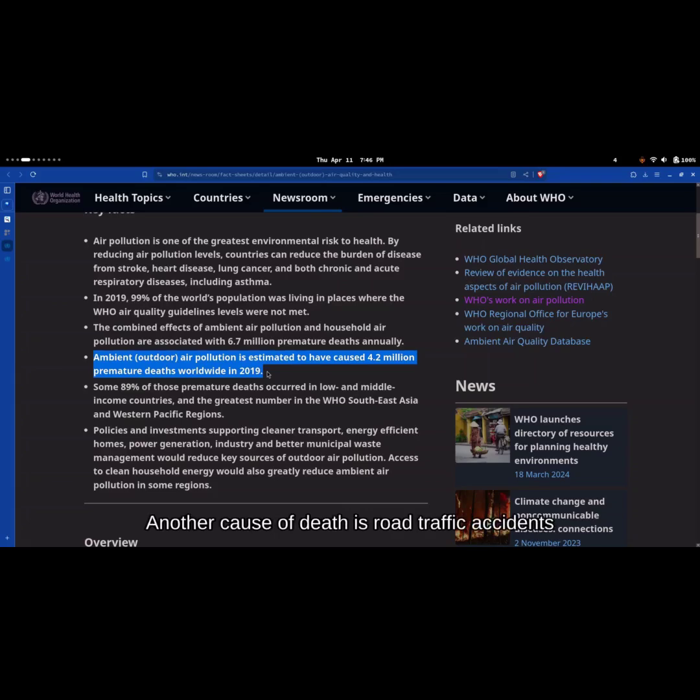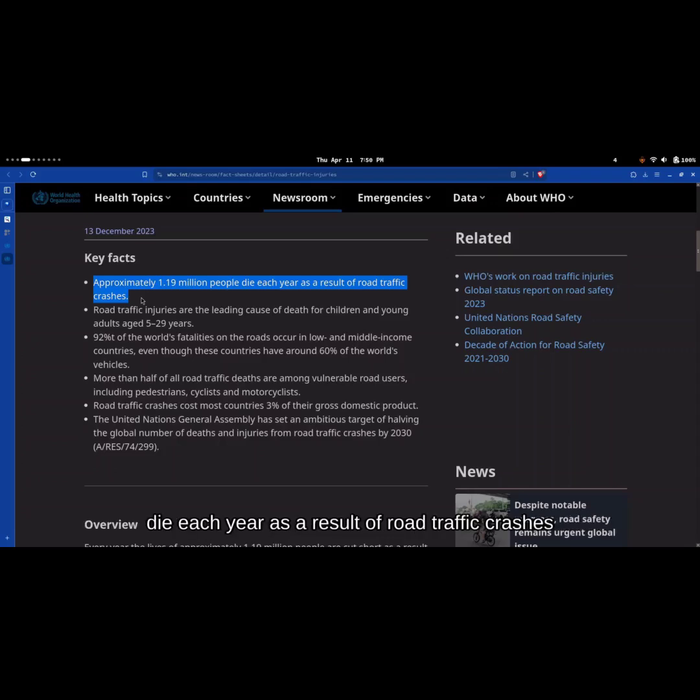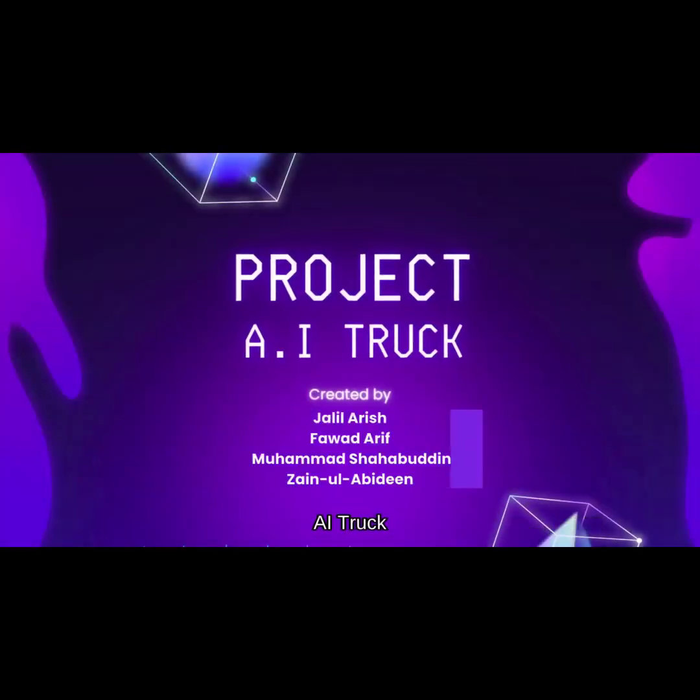Another cause of death is road traffic accidents. According to the World Health Organization, approximately 1.19 million people die each year as a result of road traffic crashes. In order to cater to these problems, let me introduce you to AI Truck.